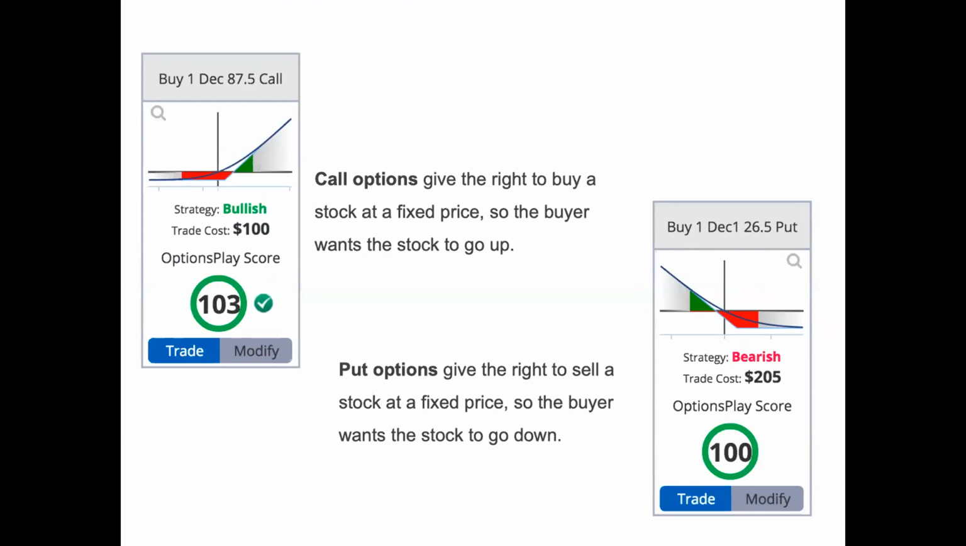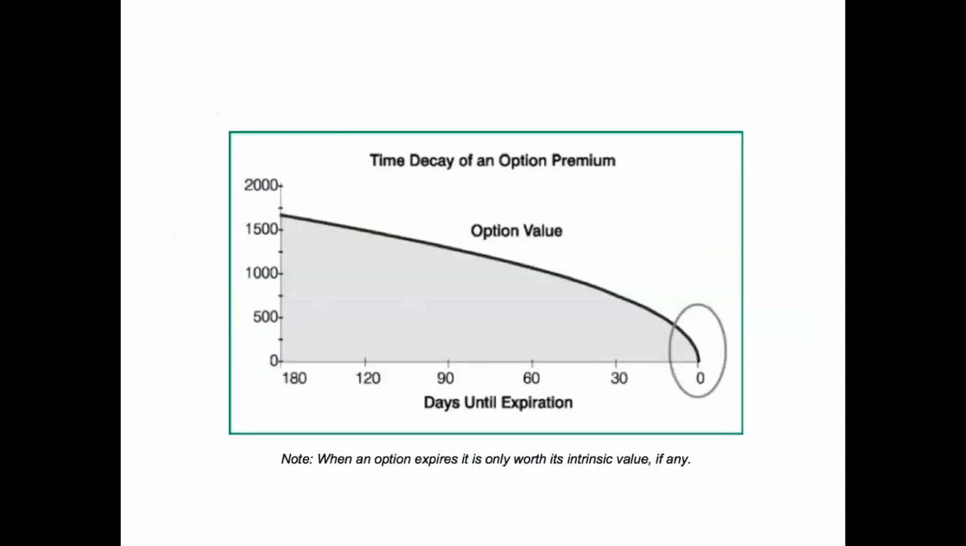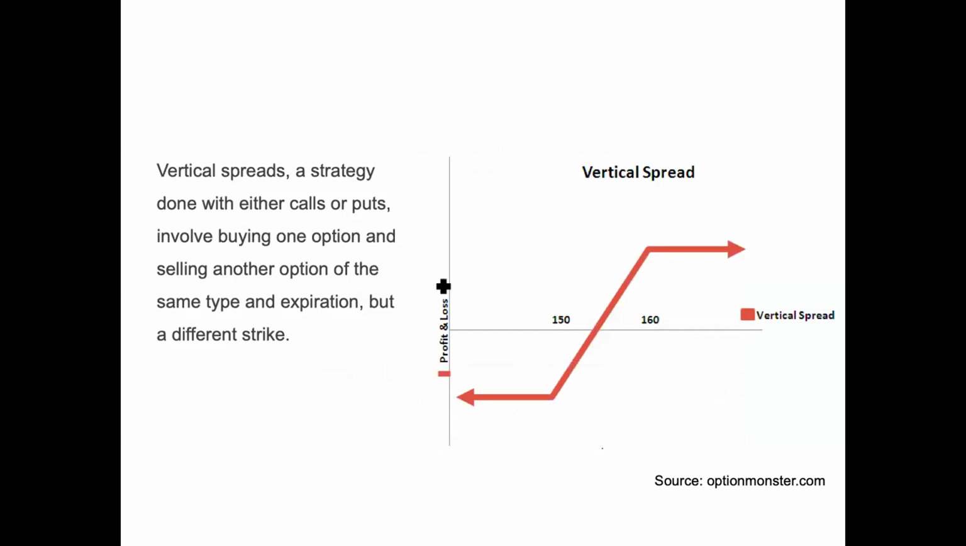Problem is, options have an expiration date. And in the 30 days leading up to expiration, you have what's called time decay, because options are a wasting asset. So unless that option is in the money, the value is dropping every day. One of the ways to take advantage of premium decay is to use vertical spreads.